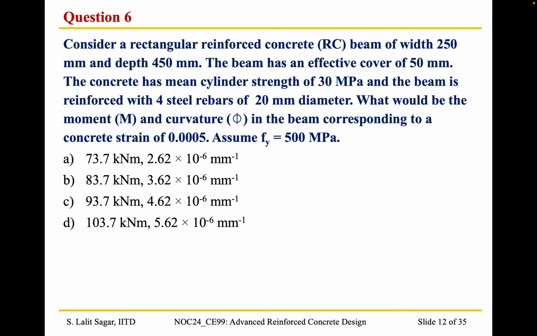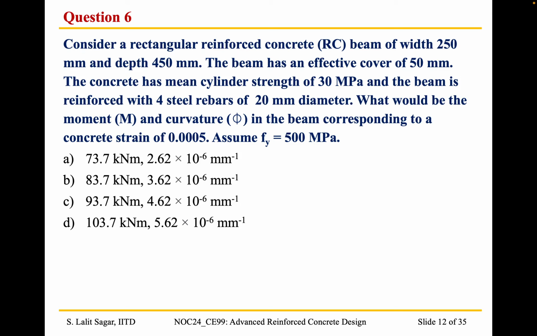So we are considering a reinforced concrete rectangular beam. It is having a width of 250 mm and total depth of 450 mm. The beam has an effective cover of 50 mm. So the effective depth, that is small d, is 450 minus 50, that is 400 mm.